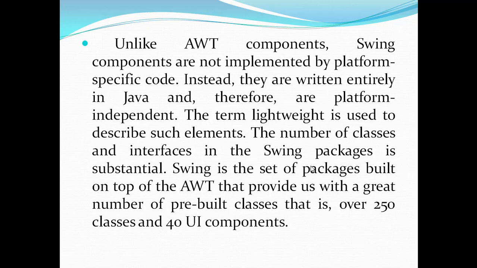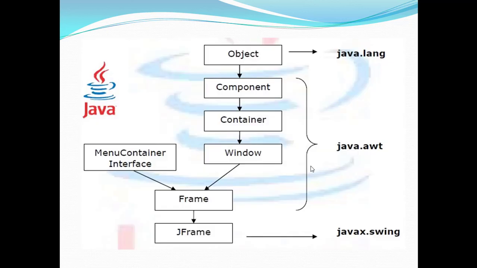Swing is the set of packages built on top of the AWT that provides us with a great number of pre-built classes, that is over 250 classes and 40 UI components. These many classes are provided in Swing. See the class hierarchy of swing components, where swing components are situated.